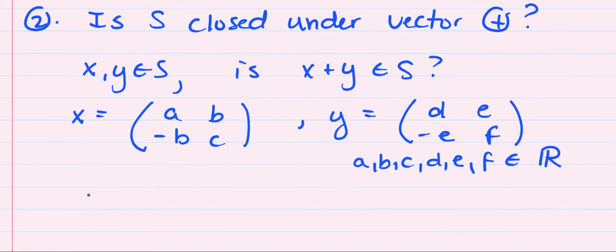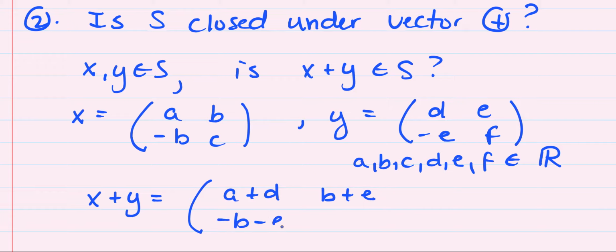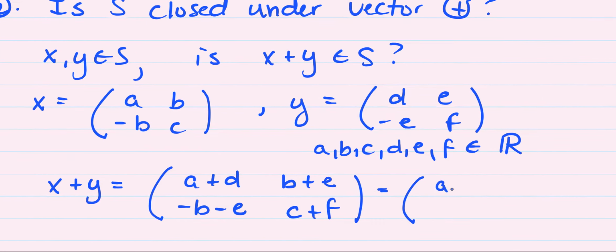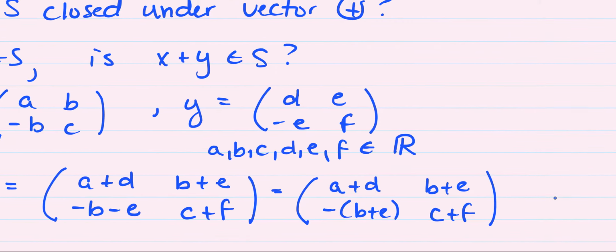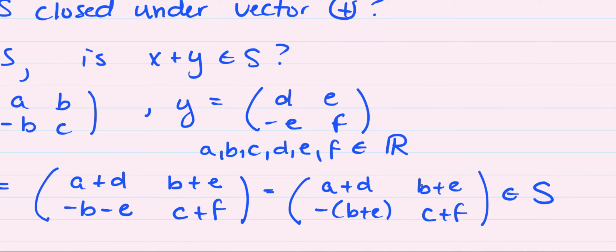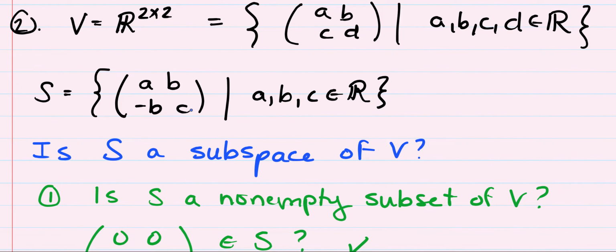And if we add X and Y together, we'll get A plus D, B plus E, negative B minus E, and C plus F, which you can write as A plus D, B plus E, negative B plus E, C plus F. And now this is a real number, this is a real number, this one's the negative of what we have here, and this is a real number. So you can see that it belongs to S. The only entries that depend on each other are these, just like what we have for the definition of S.